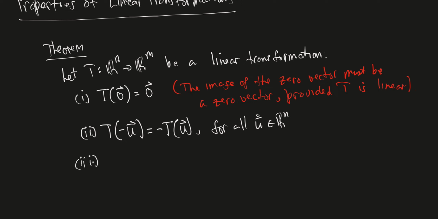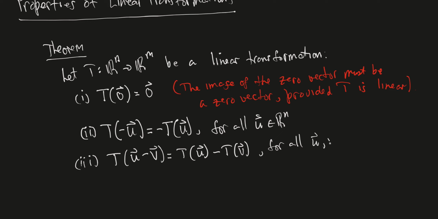So a third property is this: if you take the transform of u minus v, then what are you going to get? You're going to get the transform of u minus the transformation of v. And again, this is for all u and v in Rn.